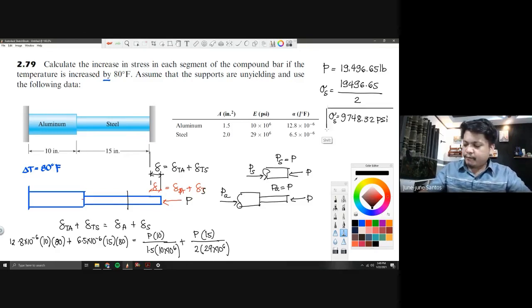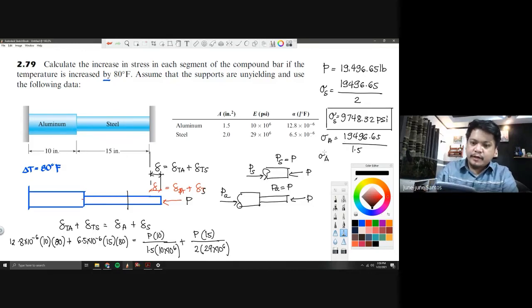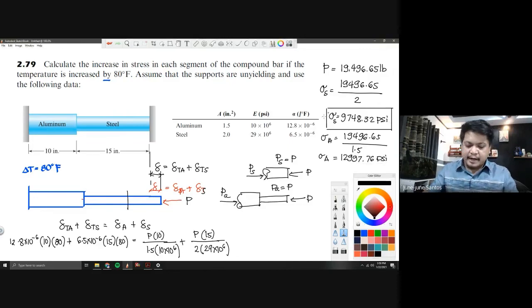Okay. So for the aluminum, that is 19,496.65. Okay, we divide by the area of the aluminum, 1.5. So the aluminum stress is 12,997.76, and that is in PSI. Okay. So that is the answer for this problem.